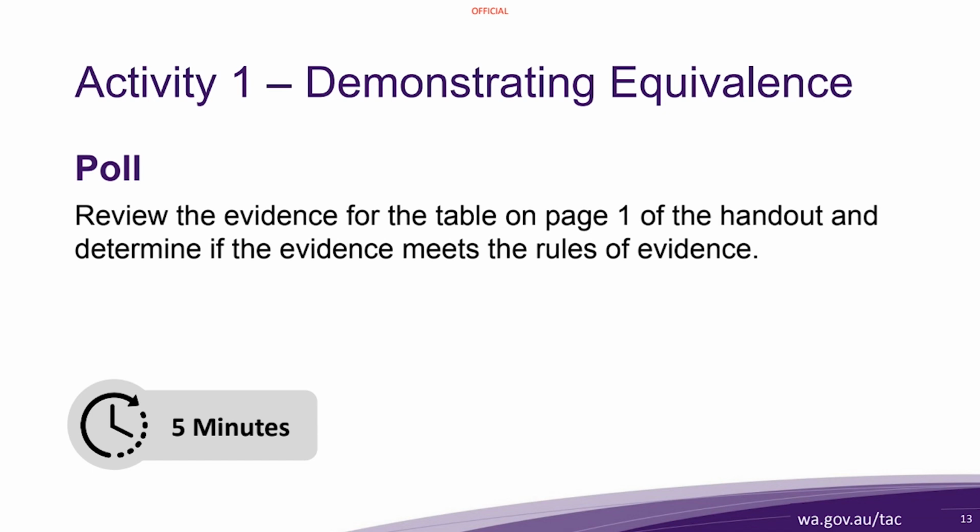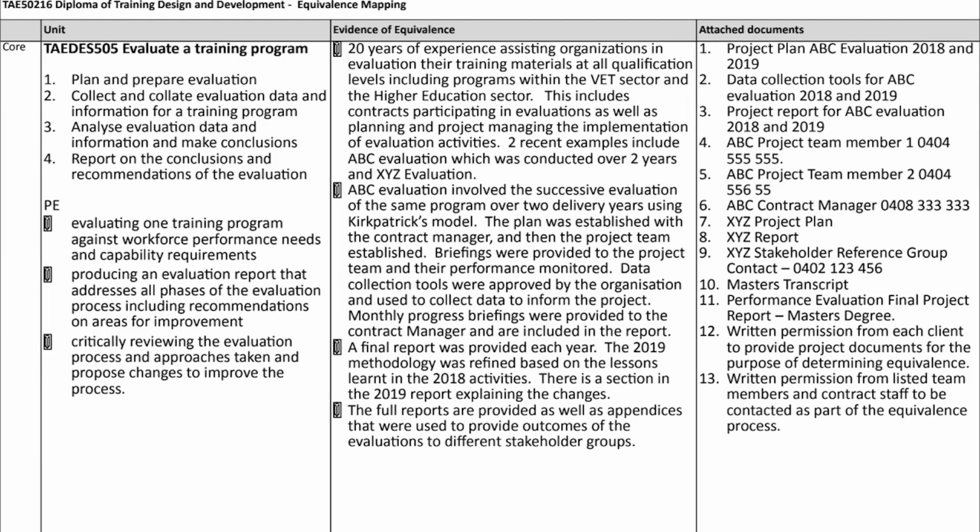So if we go to activity 2, perhaps we might get a clearer response to what is going on in terms of their particular unit. We're going to focus now on just one unit of competency, which, if I move to the next slide, you'll see in activity 2. This is the TAE-DES 505 Evaluator Training Program. And here we have much more detailed information.